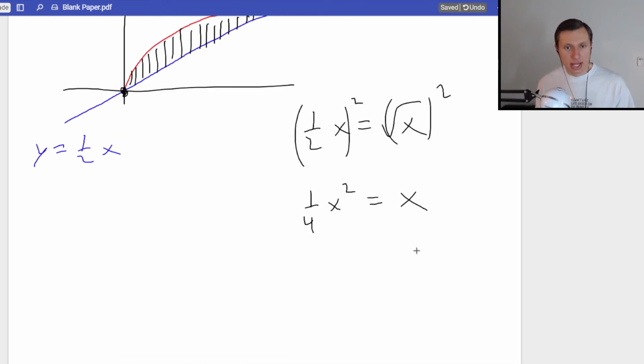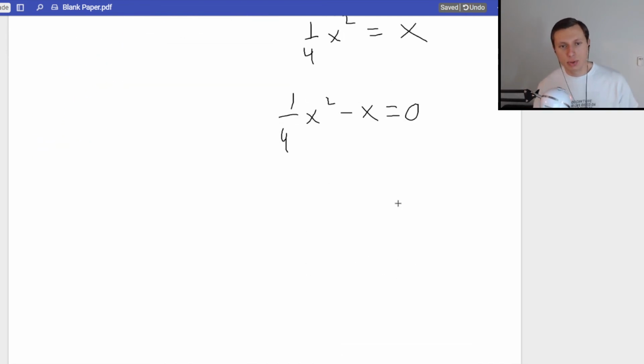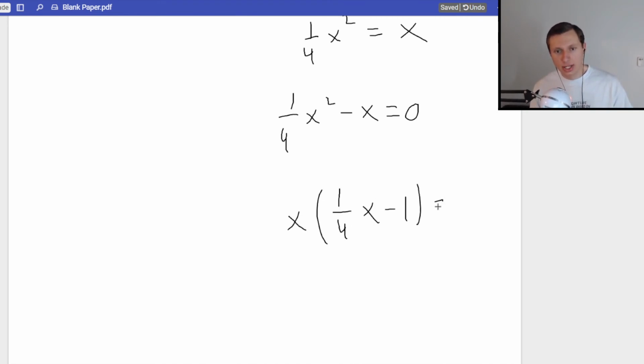Very cool. Now these x's cancel, right? No, do not cancel out the x's. What happens if you cancel out an x? You lose a solution. Don't cancel out x's. You need to subtract x from both sides. 1/4 x squared minus x equals 0. And again, what did we do last time? We factored out an x. We'll get x times 1/4 x minus 1 equals 0.